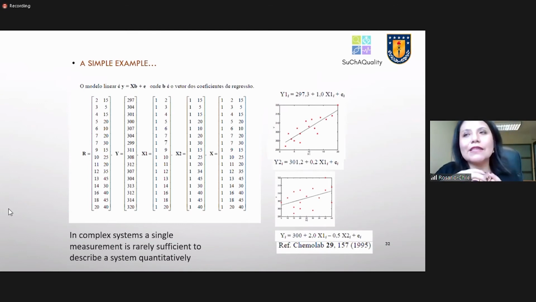So in simple analysis or simple matrices or simple samples, the use of monovariate analysis could be enough. But in complex systems like foods, for example, it's impossible because it's very probable that we have some signals overlapping or interference affecting the signal of the analyte of interest. So in these complex systems, a single measurement is rarely sufficient to describe a system in terms of quantitative analysis.